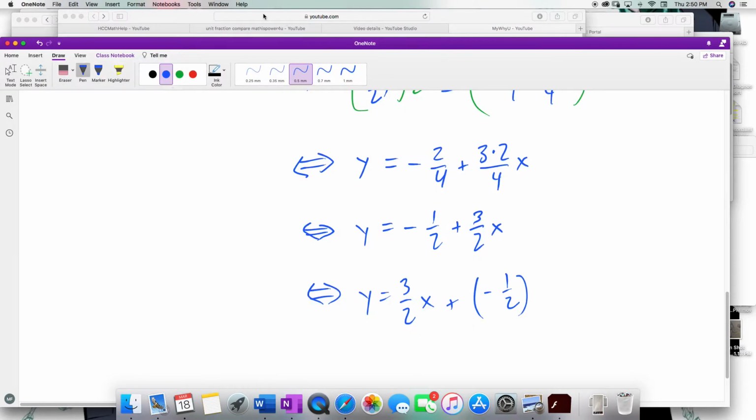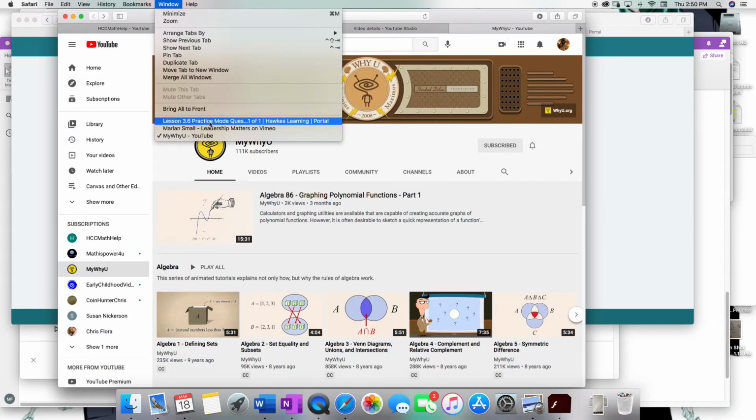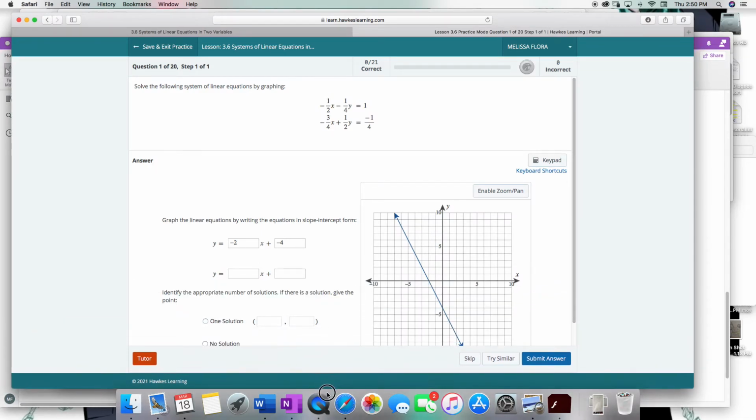That's the wrong. Sorry about that. Okay. So we have 3 halves. Forgot this program is like that. Okay. And then plus negative 1/2. Again, this program automatically puts in fractions this way. The negative could go on the top or the bottom. It doesn't matter because they're both equivalent to negative of 1/2.